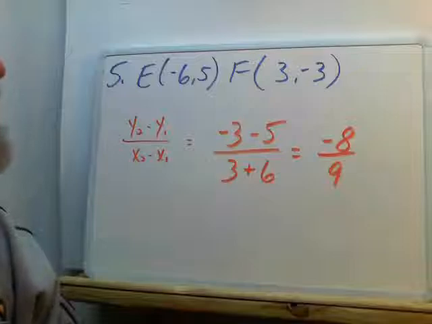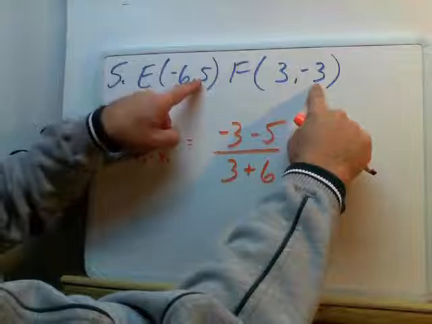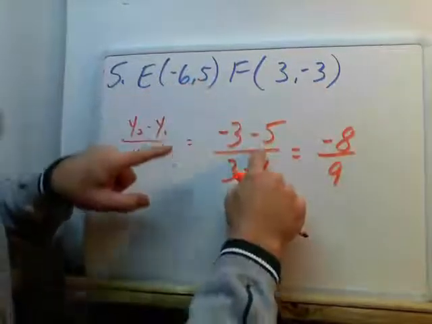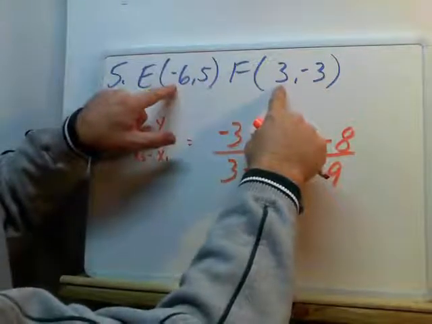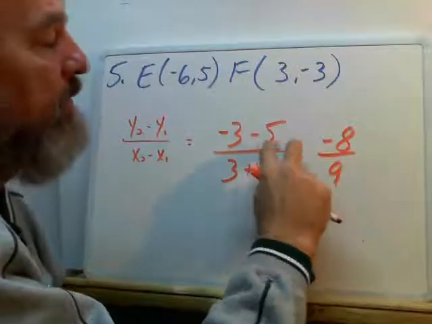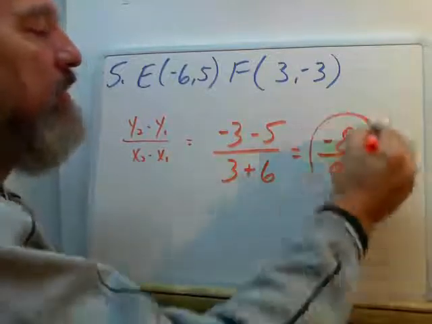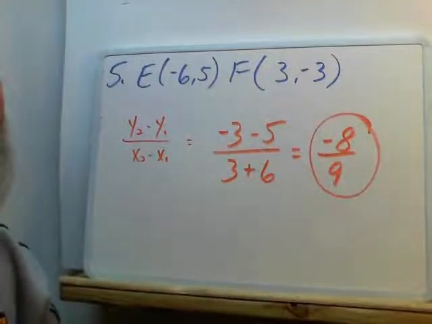Problem number 5, another point problem. So we're going to take negative 3 minus 5, negative 3 minus 5. 3 minus negative is 3 plus 6. Negative minus a negative is even more negative. So it's negative 8, and 3 plus 6 is 9. Our slope is minus 8/9.